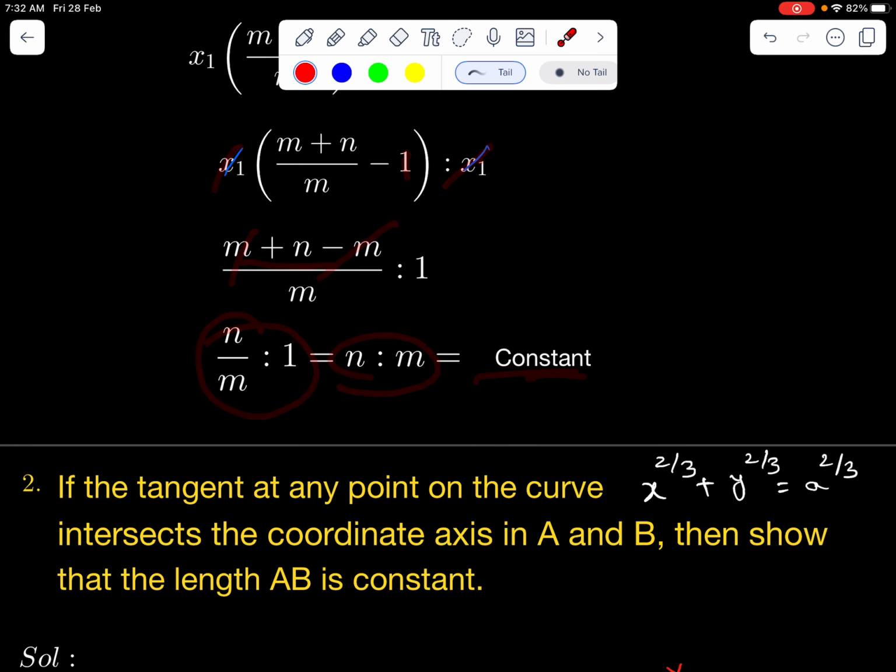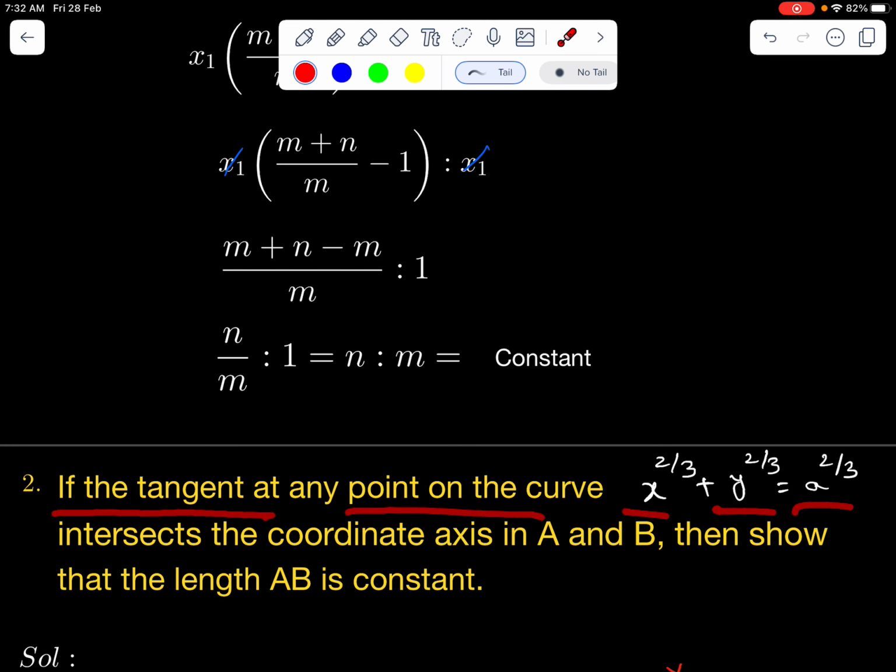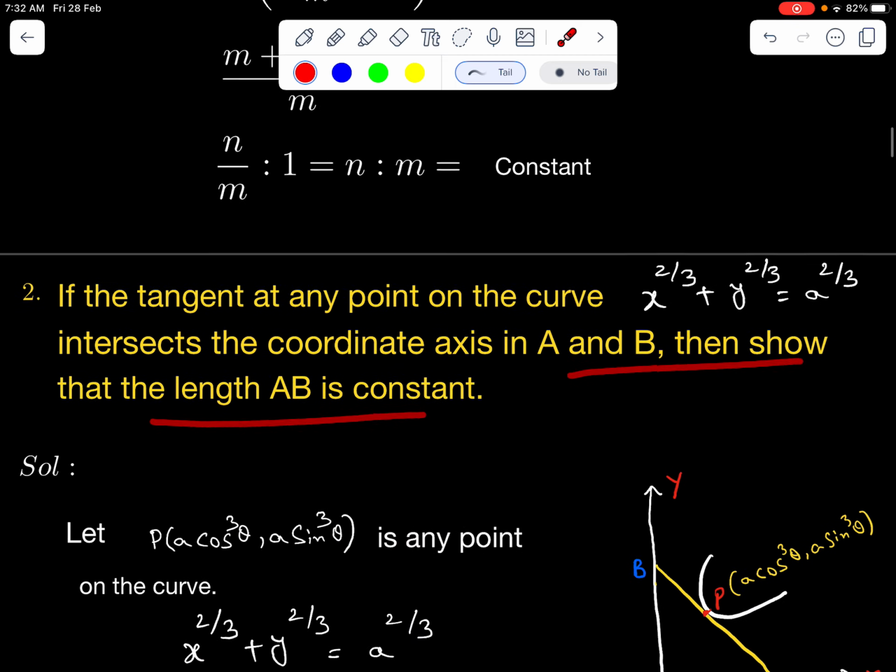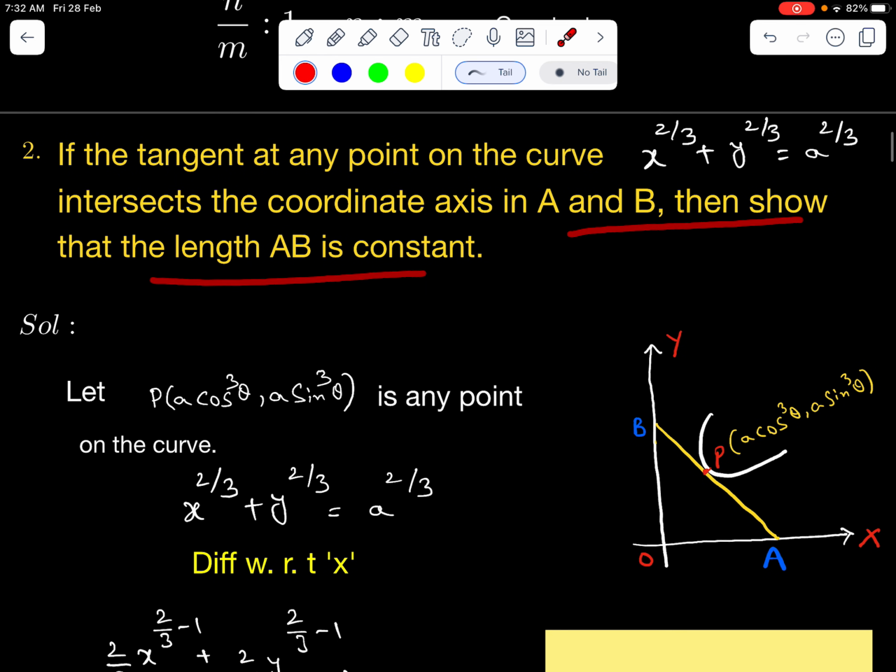Next sum. If the tangent at any point on the curve x^(2/3) + y^(2/3) = a^(2/3) intersects the coordinate axes in A and B, then show that the length of AB is constant. Same diagram, but let P(a cos^3 theta, a sin^3 theta) be any point on the curve. This point must satisfy this curve.